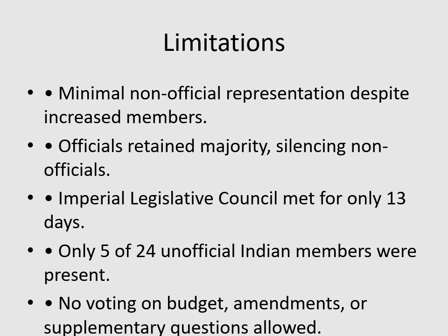There was minimal non-official representation despite increased members. Even though the number of members increased, the non-official representation was still minimal, and the officials retained the majority. The British officials retained the majority in the councils. The meetings of the imperial legislative council lasted just 13 days in a year, and out of 24, only 5 of the unofficial members were Indian.